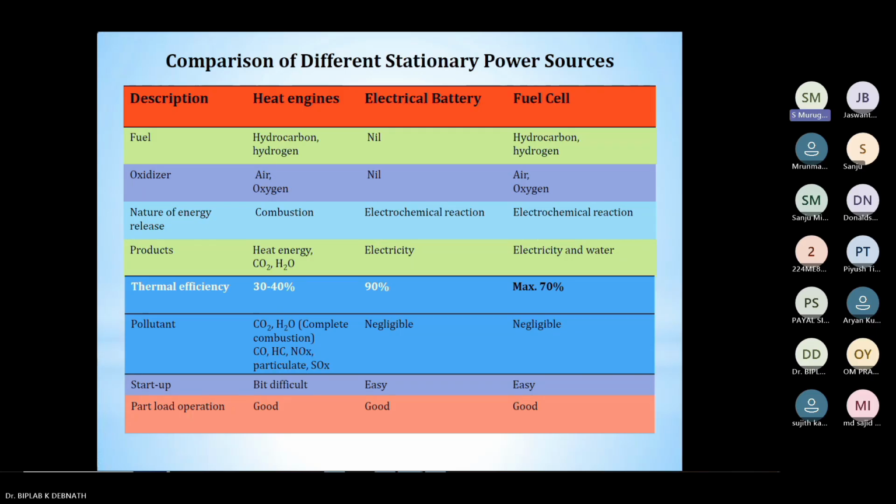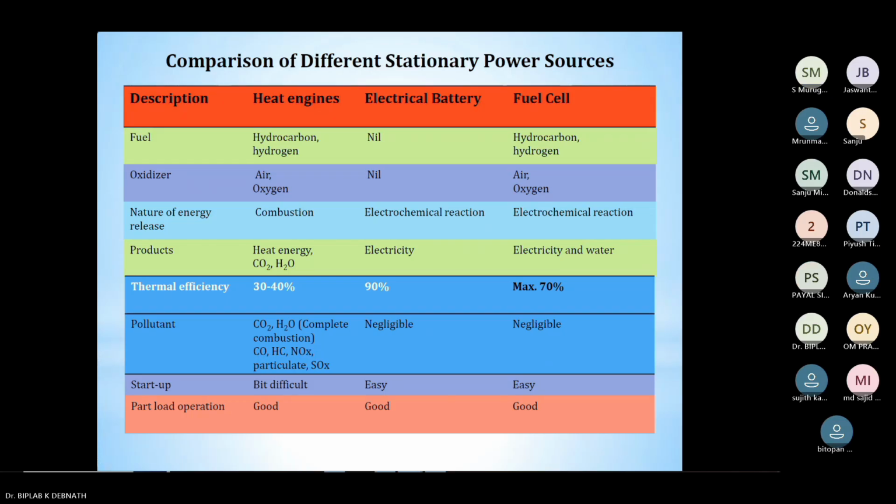Now, we have studied the different power sources or energy conversion devices in our early studies, whether BTech, undergraduate or postgraduate. Here I am showing a comparison of different stationary power sources like heat engine. In heat engine, we have internal combustion engine and external combustion engine. Then we have electrical battery. Then we have fuel cell. I am comparing the fuel cell parameters or some of the important descriptions with the heat engine and electrical battery.